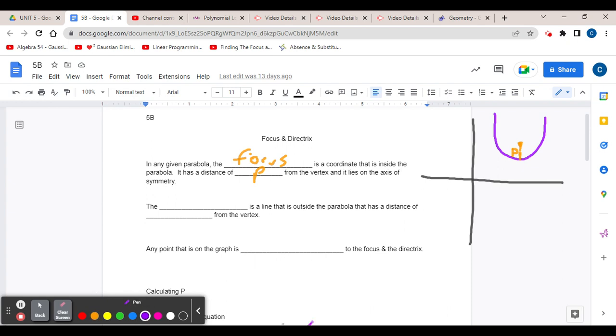The directrix is a line that is outside the parabola that has a distance of p from the vertex. So if we have a directrix, it's going to be a line outside the parabola, and the distance between the vertex and the directrix is also going to be p.